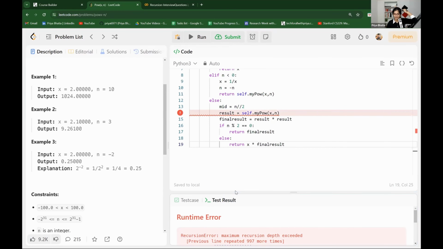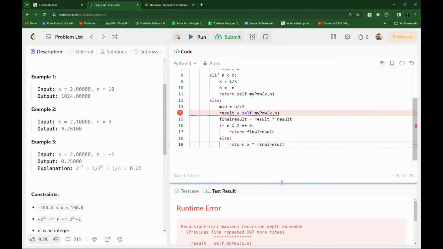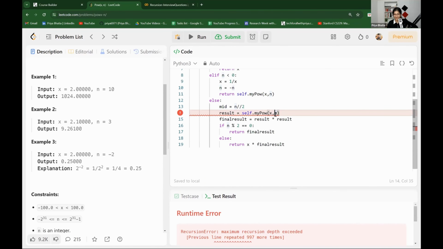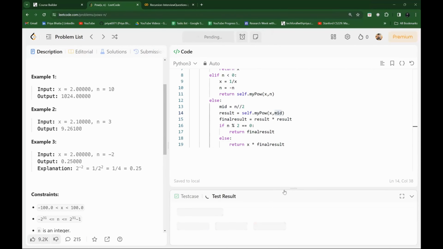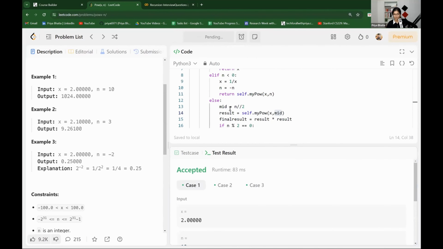Runtime error. Is there any issue? Yeah, we are getting recursion depth exceeded. Still. Oh, we are using n. Why? It should be mid, right? It should be mid here. No one has noticed also? Now check. Let's try to submit now.